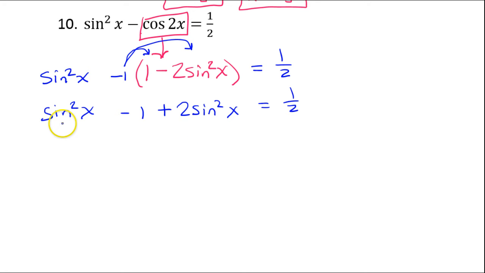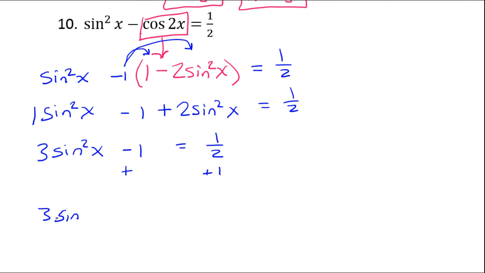Interesting. So I have these like terms, sine squared x plus 2 sine squared x. It's like 1 sine squared x plus 2 sine squared x. So that's going to be 3 sine squared x minus 1 is equal to 1/2. So I'm going to add 1 to both sides like this. Now I'm going to have 3 sine squared x equals. But, okay, how do you add 1/2 plus 1?